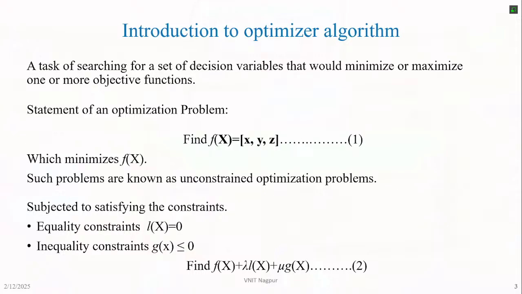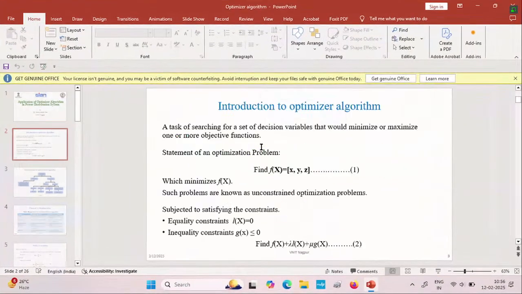Okay, coming to the optimizer, let's start, or do you need some break? Yes, sir. 5 minutes, okay. Yes, sir.